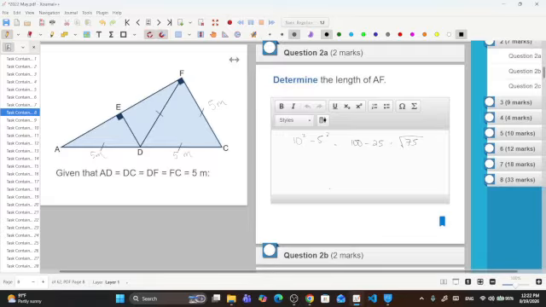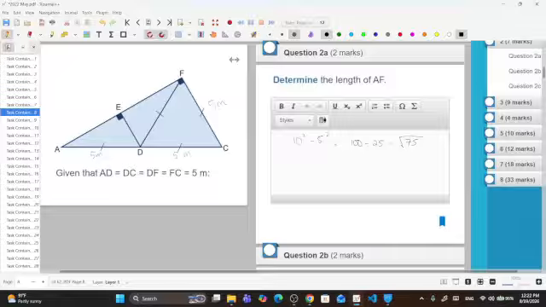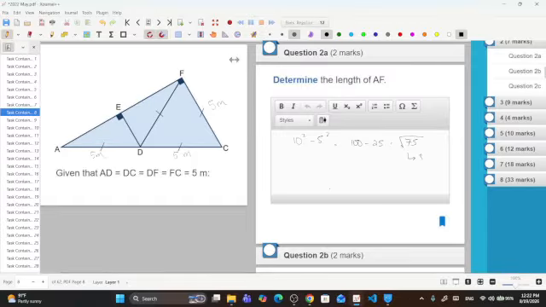Now, since it does not say find the exact length of AF, so when it comes to exact length, you should use the idea of surds and radicals. We should convert this into a decimal form ideally. So we are going to get somewhere around 8.7 centimeters. That is going to be our correct answer.